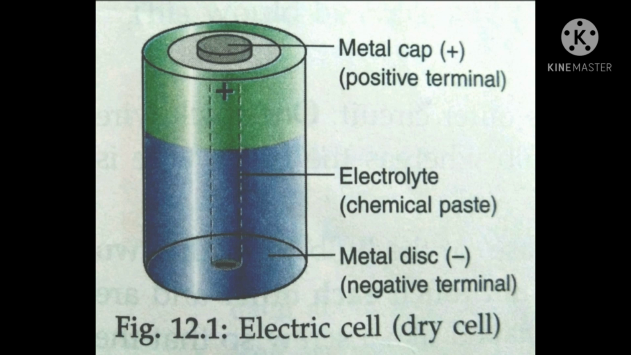All electric cells have two terminals. All electric cells have how many terminals? Two terminals. A positive terminal and a negative terminal.